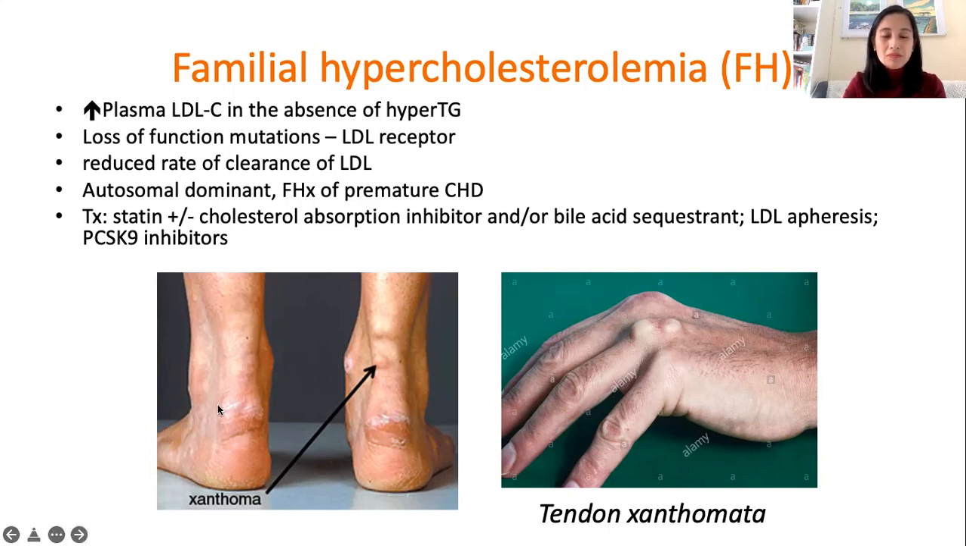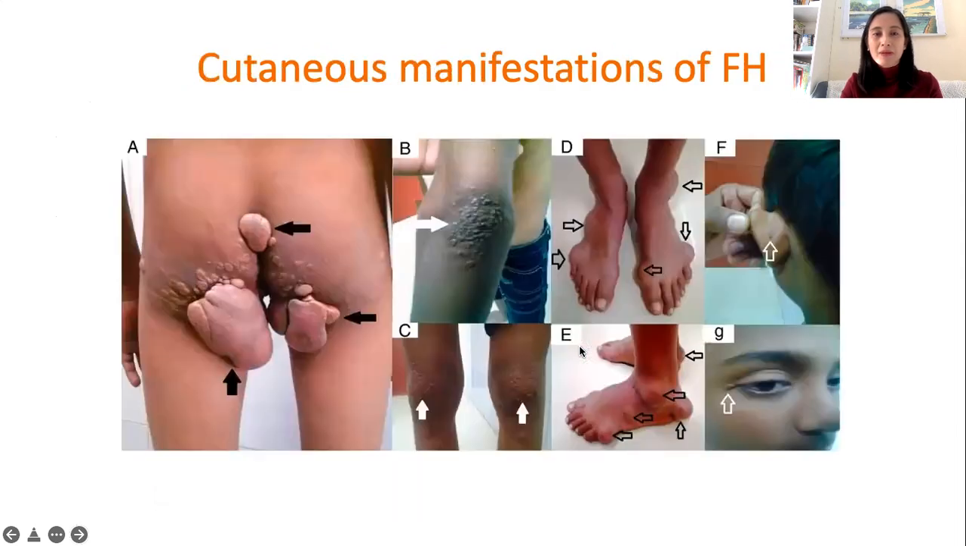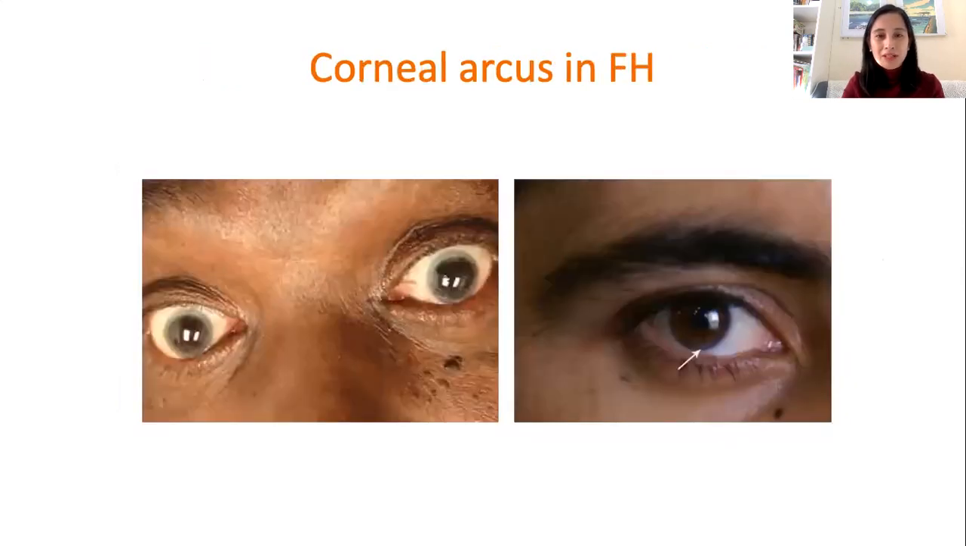Usually these patients would manifest with xanthomas, usually in your tendons, in your Achilles tendon, or in the tendons of your hand, your tendon xanthomata. So if you see patients with that, suspect familial hypercholesterolemia. These are the other cutaneous manifestations of your familial hypercholesterolemia, deposits of lipids in the different areas of the body. This is your corneal arcus in familial hypercholesterolemia. And you can see there's some fat deposition in your cornea as well.